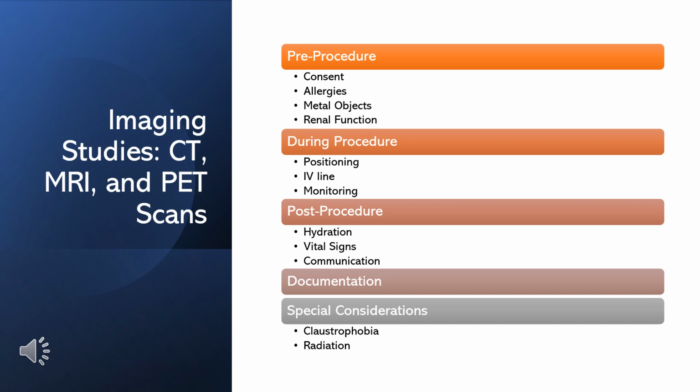For MRI, be aware that the tunnel like structure can induce claustrophobia. Prepare to offer anti anxiety medication if necessary. And radiation: CT and PET scans do involve radiation, so confirm that the benefit outweighs the risk, particularly in pregnant patients. Each of these imaging studies has merits and limitations, and you'll encounter them at different stages of diagnosis and treatment. Your role as a nurse encompasses patient preparation, diligent monitoring, and thorough documentation.